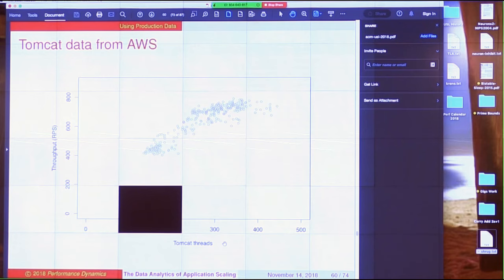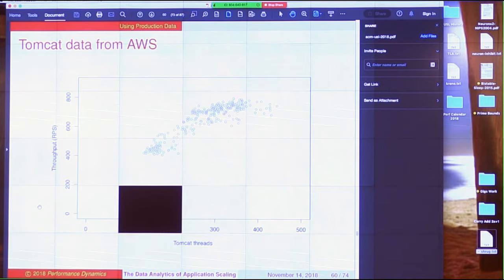So anyway, this is the plot now of these Tomcat threads, which we didn't know how many there were before, but now I do know, and there's something like between, let's say, 100 and 500. I can see that immediately just reading off the x-axis. And there on the y-axis is the corresponding throughput, requests per second. Now there's a cloud of data, if I can use that term. The cloud and the cloud, this is the AWS cloud.